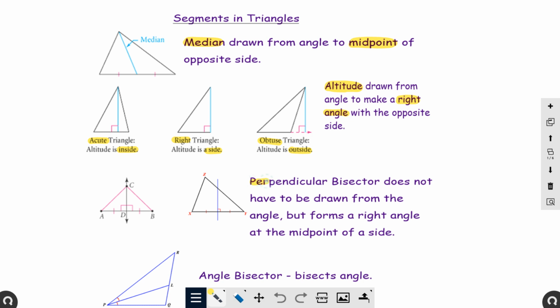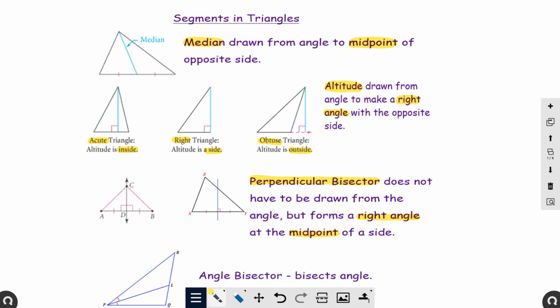All right, next we have perpendicular bisector. Well, when you hear the word perpendicular, what should you think about? And something else besides the line? 90 degrees or right angle, yes. So perpendicular bisector forms a right angle, and then bisector does what? Cuts it in half. So your halfway is like your midpoint.